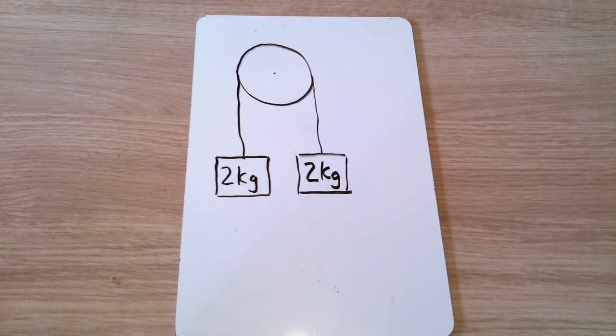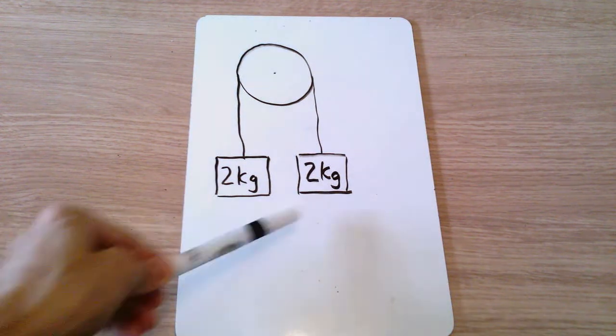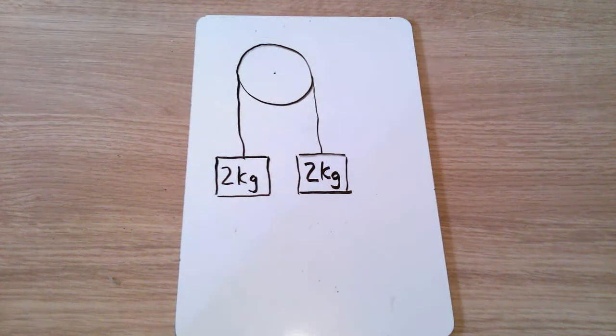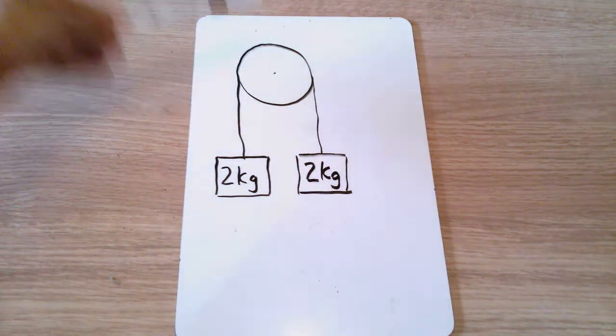Okay, hello everyone. Today we're going to be looking at the topic of pulleys and looking at how particles in pulley systems move and accelerate accordingly. Now, when we look at this system over here, you've got two particles that are the exact same mass and they are connected by a light inextensible string passing over a smooth pulley.